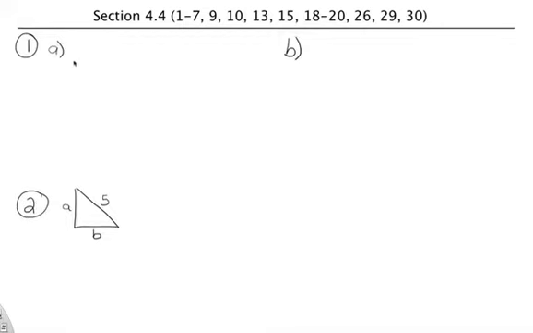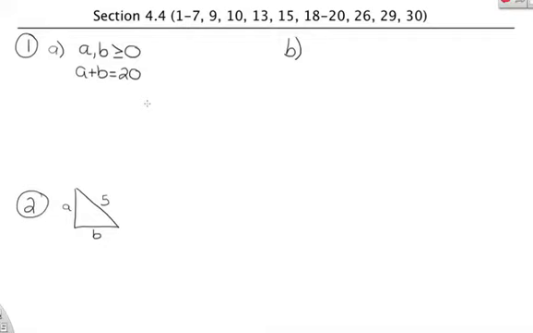Question 1 says the sum of two non-negative numbers is 20. So let's start with that. My two numbers, I'm going to say, are A and B, and they've got to be greater than or equal to 0. They're non-negative. Then we know that A plus B equals 20. Alright, so that's the setup for both A and B.